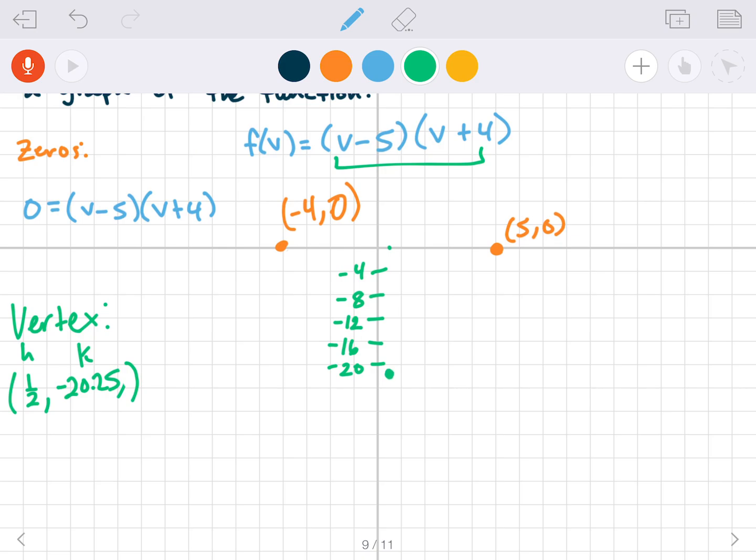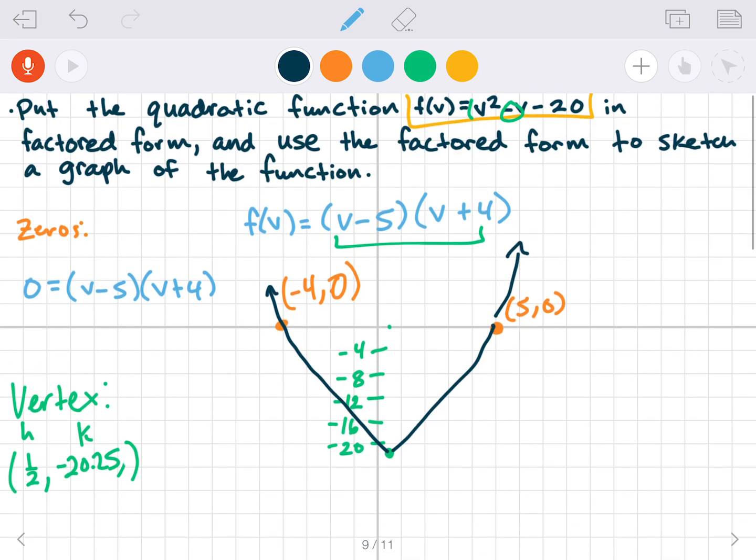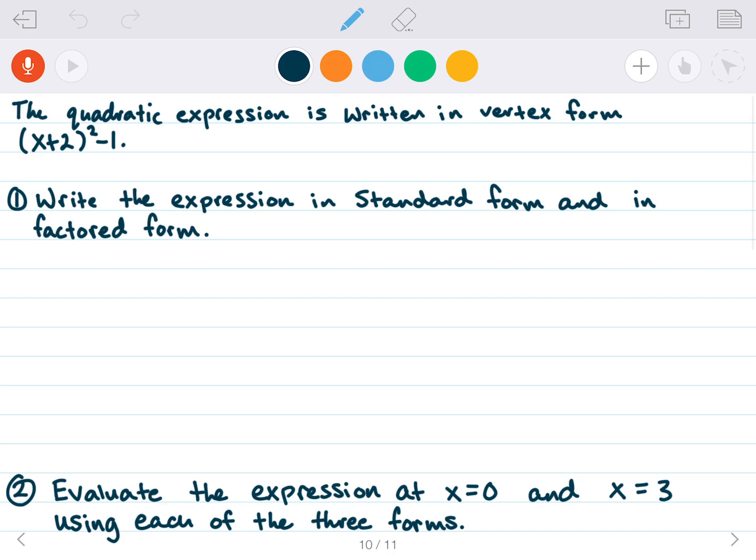And it's not going to be the most beautiful picture, but there's my vertex. It's going up like that. And it should be a little bit rounder, but I think you guys get the idea. Okay. All right, so the quadratic expression is written in vertex form.